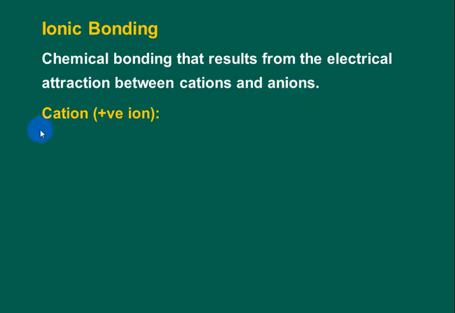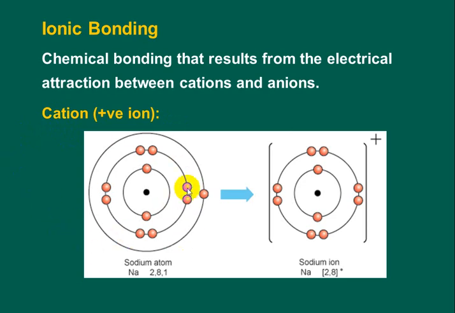Let's discuss the cation. As you can see here in the sodium atom, the first level contains 2 electrons, the second level contains 8 electrons, and the third level, which is the outermost energy level, contains only 1 electron, because the atomic number of sodium equals 11: 2 in the first level, 8 in the second level, and 1 in the third level. The sodium atom loses this electron to become more stable. So it becomes a positive ion, or cation, and becomes 2,8. This is the cation: a metal atom loses one or more electrons from the outermost energy level.